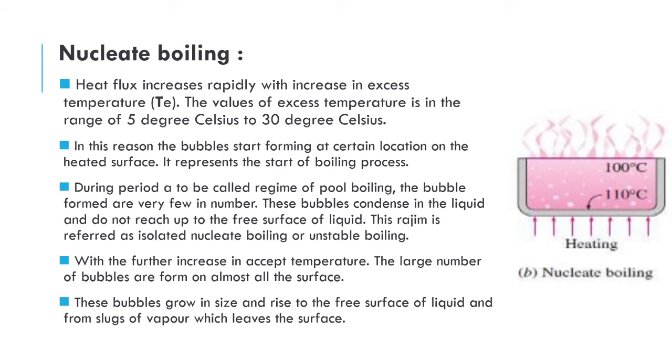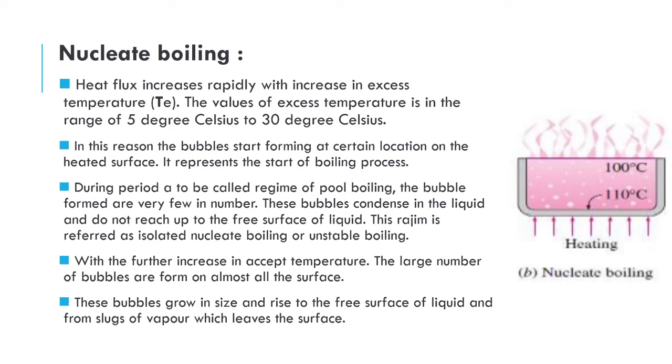Nucleate boiling. Heat flux increases rapidly with increase in excess temperature. The value of excess temperature is in the range of 5 degrees Celsius to 30 degrees Celsius. In this regime, the bubbles start forming at certain locations on the heated surface. It represents the start of the boiling process.